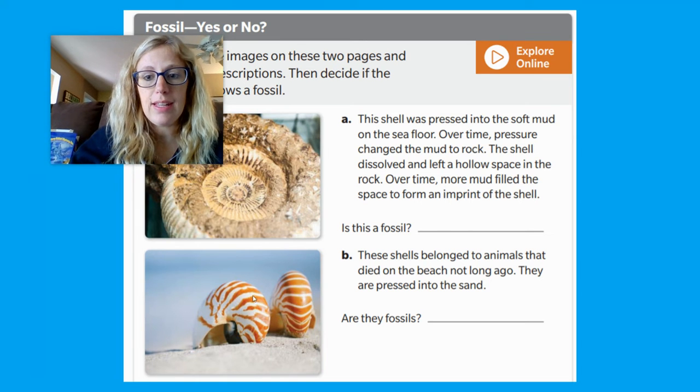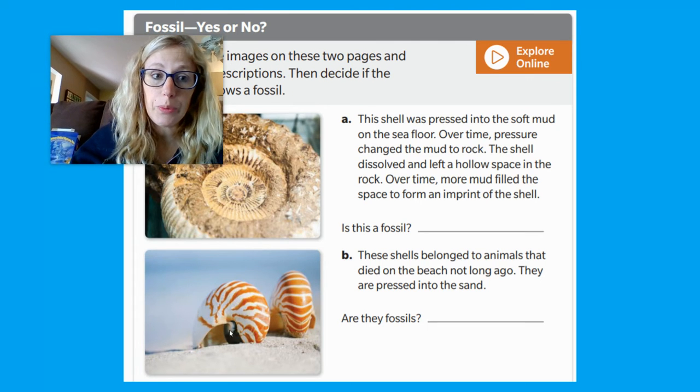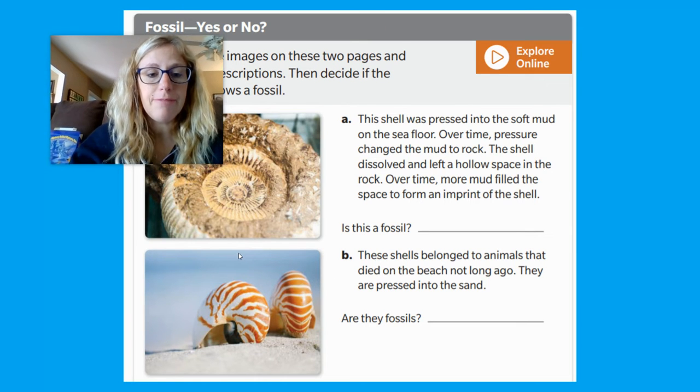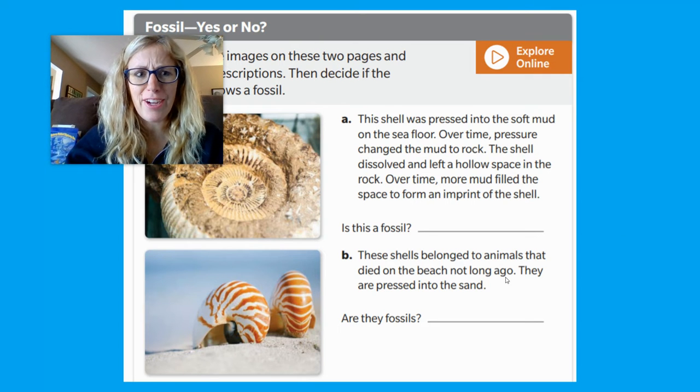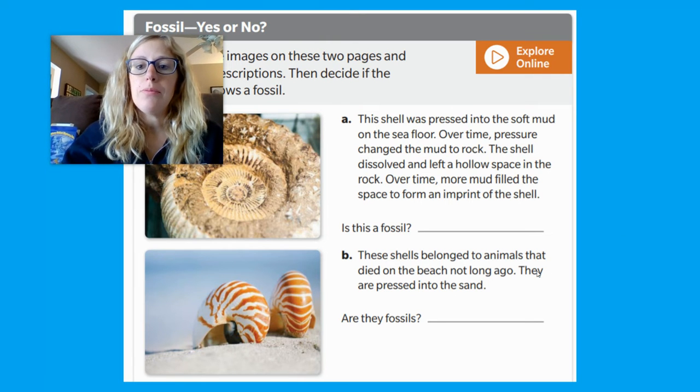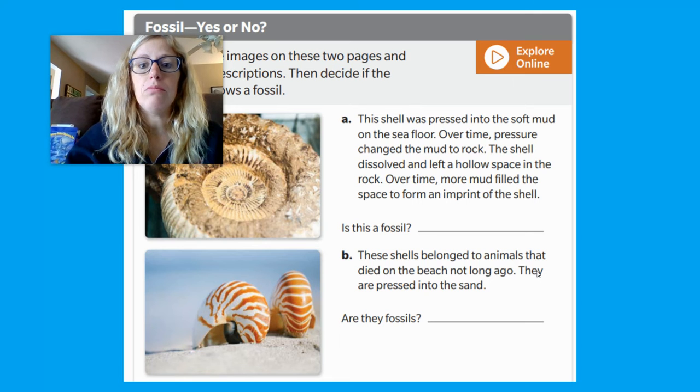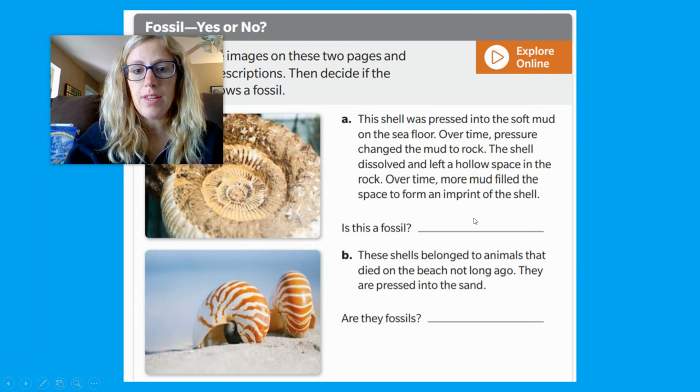These shells belong to animals that died on a beach not long ago. They are pressed into the sand. Are they fossils? That's no. They can still be used again by other animals, and it hasn't been hardened over time. And again, right here, not long ago. One part of being a fossil has to be a long time. So we have yes and no.